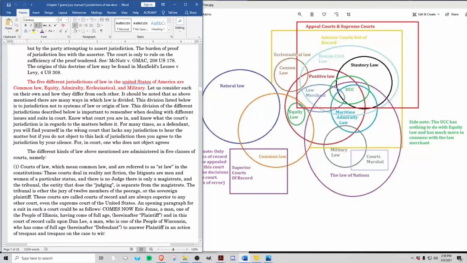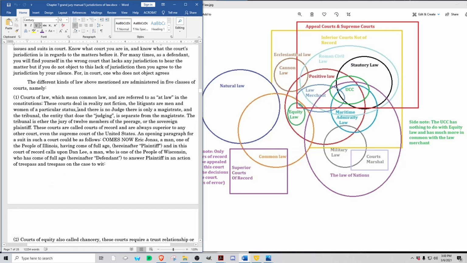So now we get into the five jurisdictions of law. Let us consider each on their own and how they differ from each other. It should be noted that, as above mentioned, there are many ways in which law is divided. This division listed below is according to jurisdiction, not to systems of law or origin, which is what we'll get into. So, skipping down here, the different kinds of law above mentioned are administered in five classes of courts.